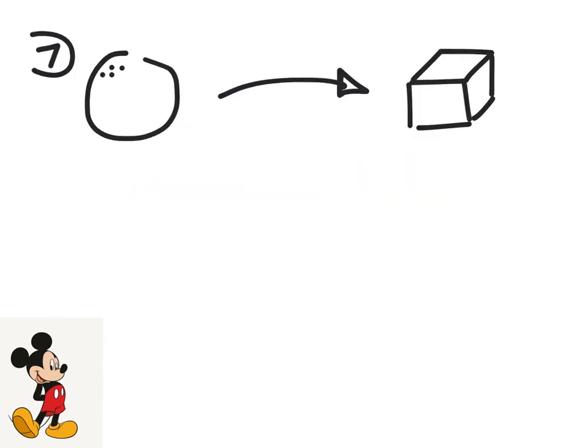Question 7, take a sphere, remould it into a cube. Now the volume of the sphere is 4/3 pi r cubed. Because it's the same shape and you're not going to lose any of the modelling clay, then the volume of the sphere is going to equal the volume of the cube. Now remember, the volume of a cube is L times L times L.